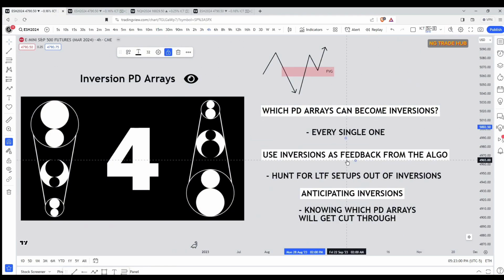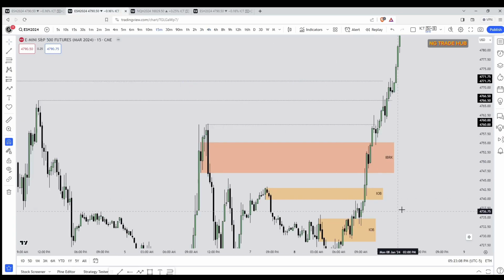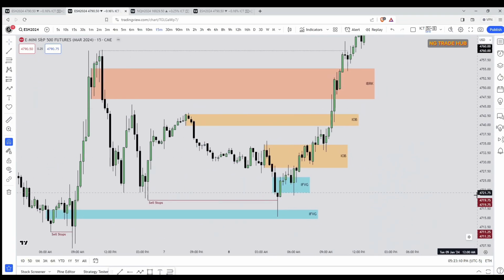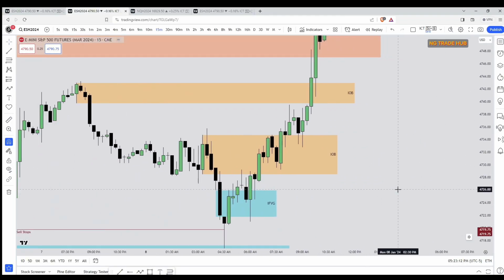So the next thing that I have written down, what we just talked about, is using inversions as feedback from the algo. How about hunting for lower time frame setups out of these inversions? When we're anticipating for price to trade higher, I want all of you to study this on your own chart. Spend a lot of time just looking at it. The more you look at something, the more your mind gets used to seeing it, and the easier you'll be able to recognize these signatures in price action.